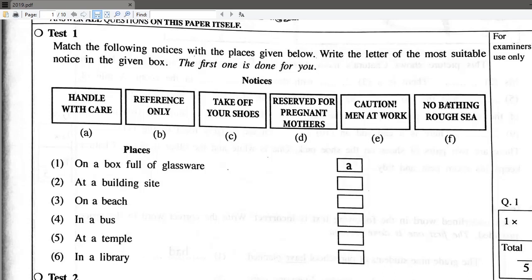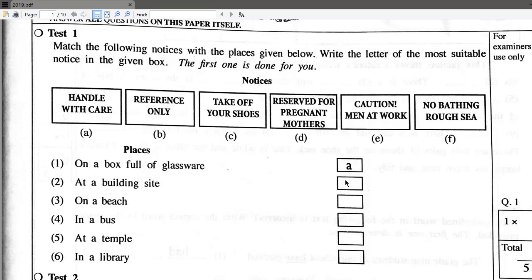Nowadays, if you watch the news, you will be able to see that there is a particular cyclone that is affecting our area. So they advise you not to go and bathe in the sea, right? So rough sea means you cannot bathe, it's very dangerous to bathe. You may die in some cases. So how will you write the answers?